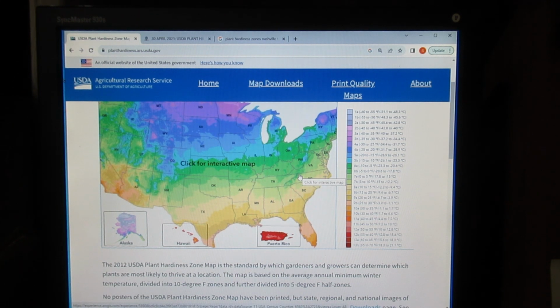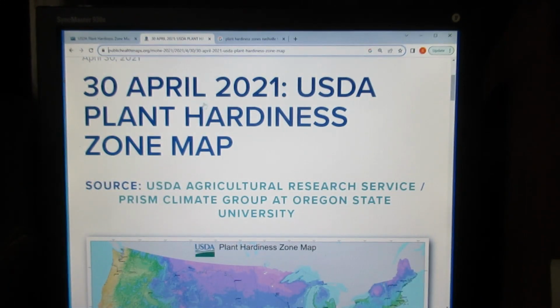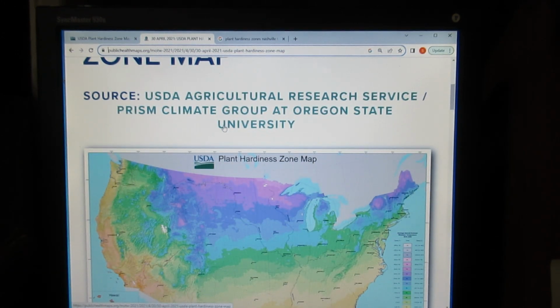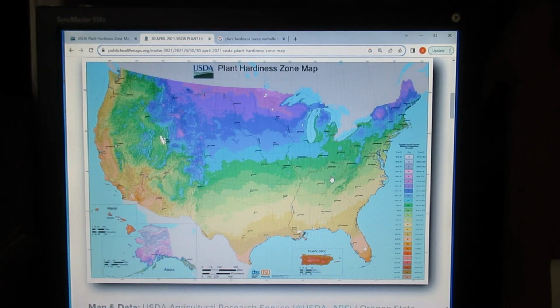Supposedly they are going to start making the maps closer together. This original map, the 2012 map, was based on a 30-year period. With all that is going on in our planet today, we need maps a little closer. So let's look at this one. This is April 30th, 2021. It is a USDA map, United States Department of Agriculture, and it was put together by Prism Climate Group at Oregon State University. Now this map isn't interactive, but it is kind of neat. If you were to hold this map up to the other one, you would see some difference.